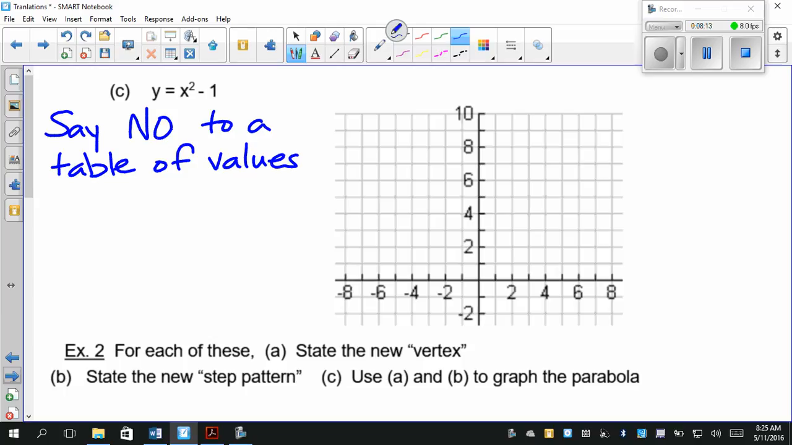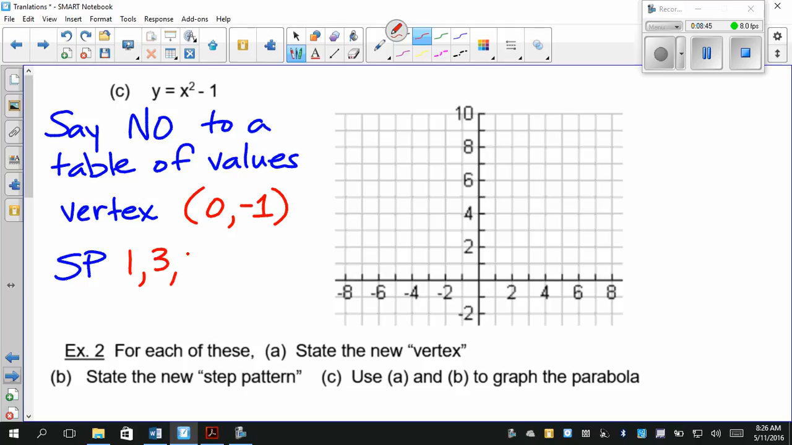So what we need to identify for this parabola is the vertex and the step pattern. Okay, so the vertex, we saw that the vertex was 0, 3 when it was y equals x squared plus 3. So here the vertex is going to be 0, minus 1. And the step pattern is going to be 1, 3, 5.